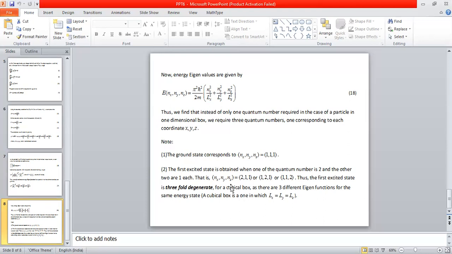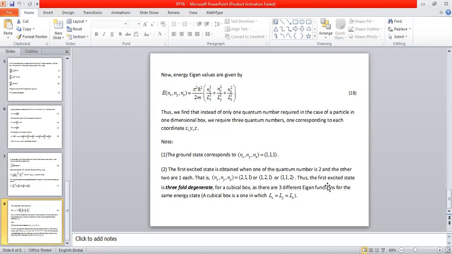So we can say that the first excited state, which corresponds to either 2, 1, 1 or 1, 2, 1 or 1, 1, 2, is what we call threefold degenerate. The ground state is not degenerate. Whereas the first excited state corresponding to 2, 1, 1, 1, 2, 1 or 1, 1, 2 has three different wave functions, three different states, but all three will have the same energy. Such a thing is what we call degeneracy.